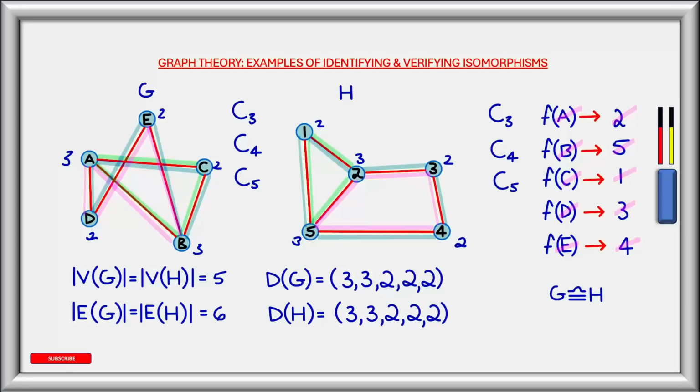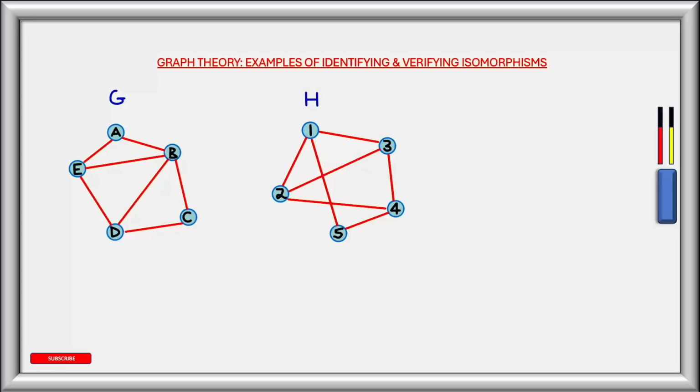And so we can say that graph G has an isomorphic relationship with graph H. In this example, we have two graphs G and H. Let's check for an isomorphism. And again, if you'd like to play along, pause the video now.